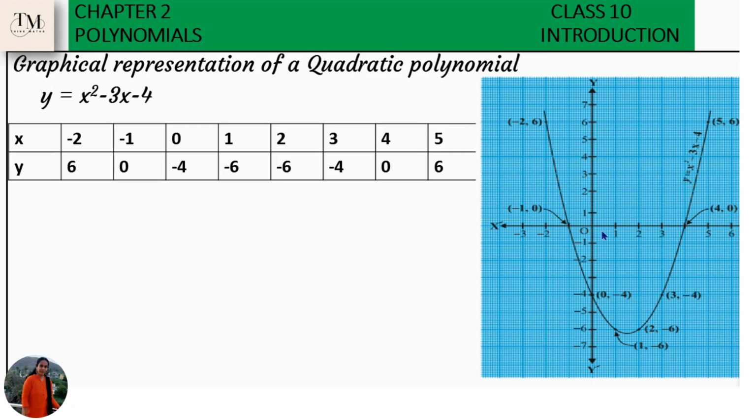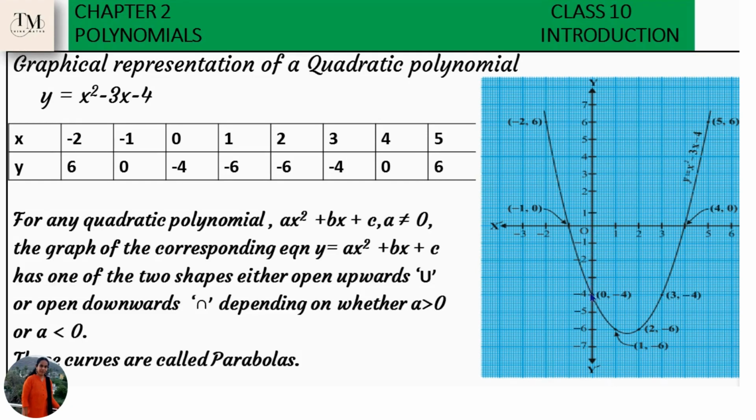Okay, next is 0. 0 is here, 0 comma minus 4. So come down. So 0 comma minus 4. Okay. So next value is 1 comma minus 6. So x value 1 is here. Minus 6 will come down. So this is 1 comma minus 6.